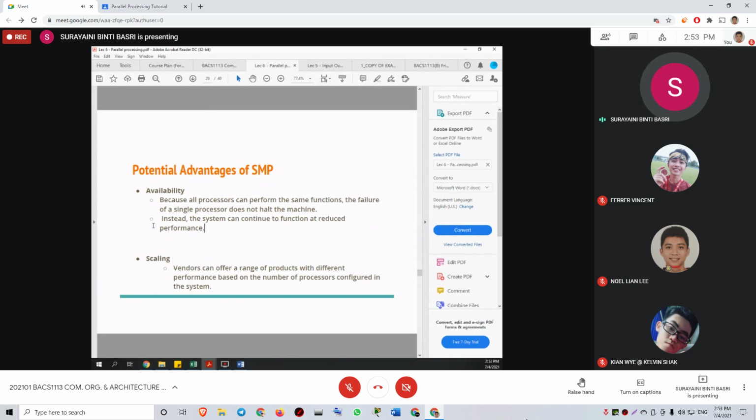Another advantage of SMP is availability. Because all processors can perform the same functions, the failure of a single processor will not stop the other CPUs. Instead, the system can still continue to function, but the performance will be reduced, meaning it will slow down a little bit.